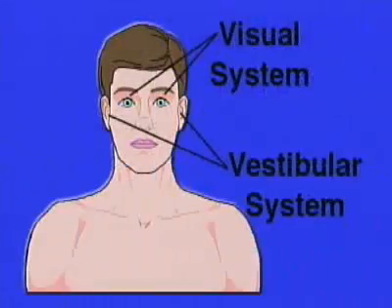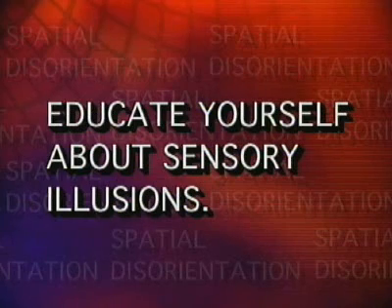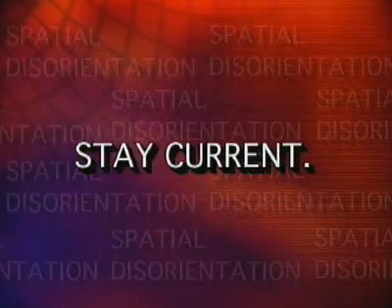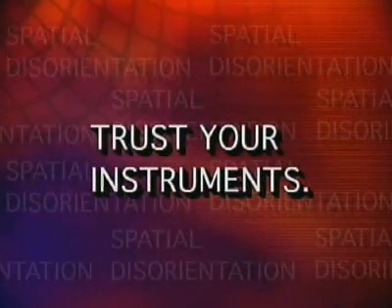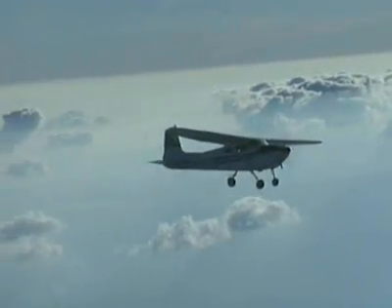Hearing does not play any significant role in illusions and plays a minor role in spatial orientation. The dominant role that the visual and vestibular systems play in spatial orientation overrides the small inputs of the proprioceptive and auditory systems. The best way to protect against spatial disorientation is to educate yourself about sensory illusions, recognize your limits as a pilot, obtain a pilot instrument rating, stay current, and trust your instruments. Spatial disorientation is a killer. By being knowledgeable and trusting your instruments, you'll be contributing to keeping the skies safe for everyone.